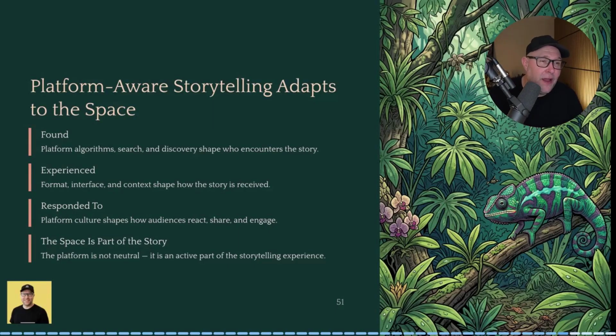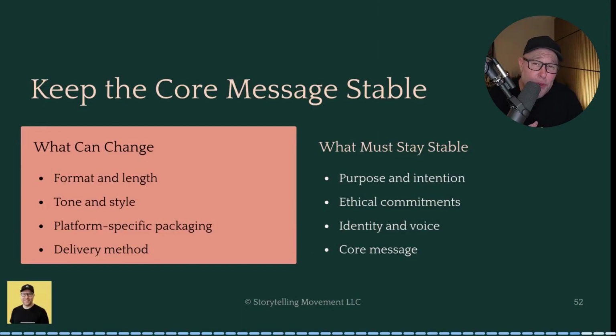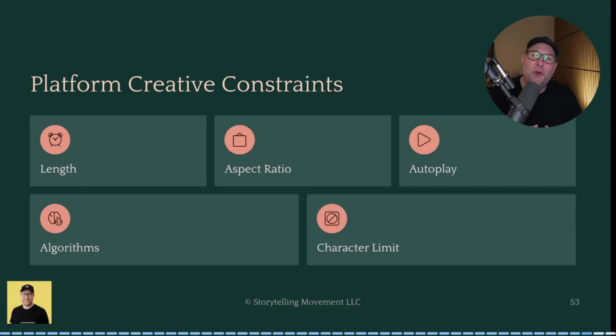We're considering what is found, what is experienced, what's responded to, and how the space is part of the story. It's important to keep the core message stable in these kinds of interactive, more fluid worlds. Things that can change include the format and length, the tone and style, the platform-specific packaging, and the delivery method. Things that must stay stable include the purpose and intention, the ethical commitments, the identity and voice, and the core message. Constraints create more creativity.